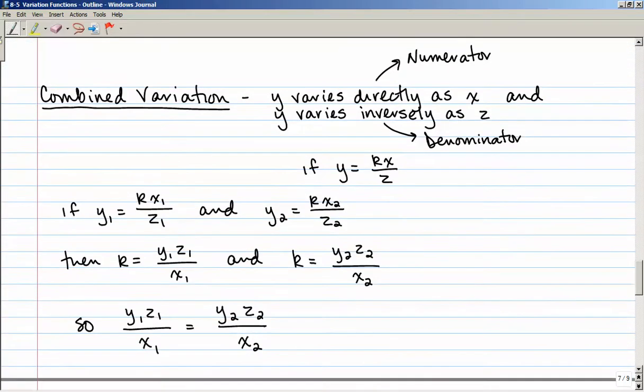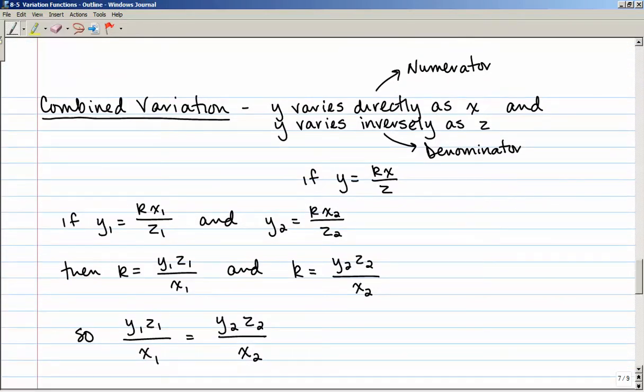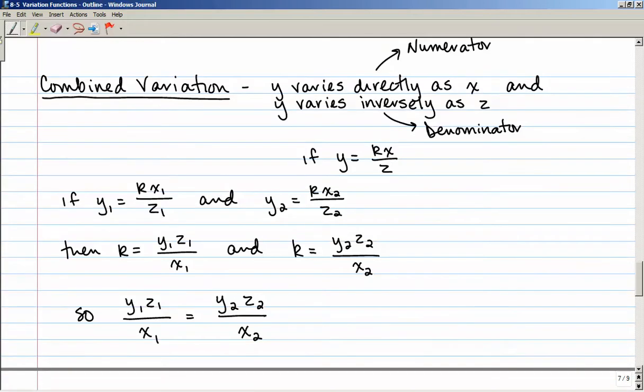And the last type of variation we're going to take a look at is called combined variation. And it says y varies directly as x and y varies inversely as z. Whenever it says directly, you need to think that's going to be in the numerator. So x is going to be in the numerator. Inversely means it's going to be in the denominator. Z is going to be in the denominator. So our formula for that is y equals kx over z.